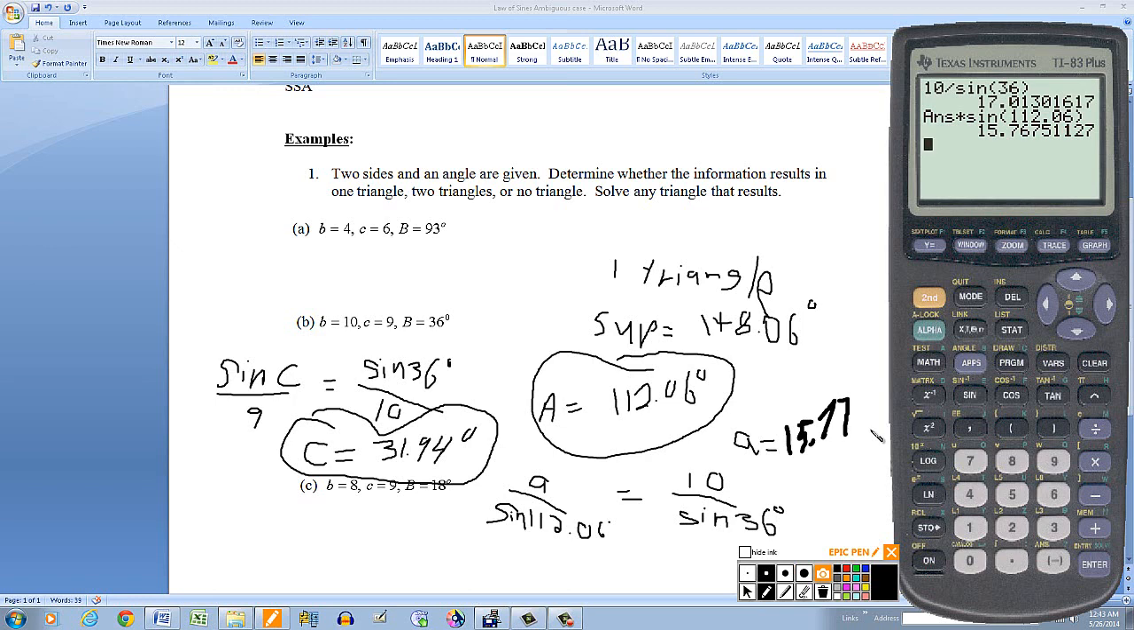Okay, so I've worked the problem where you have no triangle possible. I worked the problem where you have one triangle possible. In the next video, I'll go ahead and work an example where you have two triangles possible.